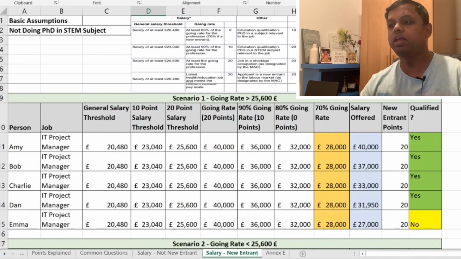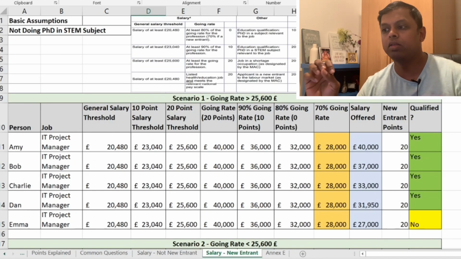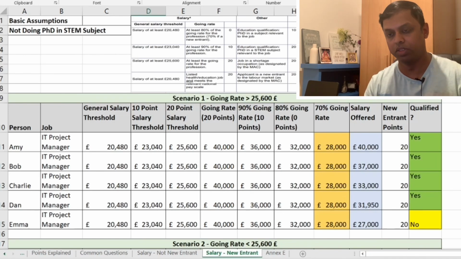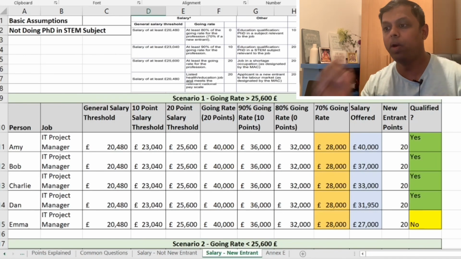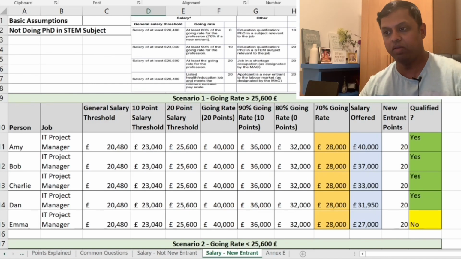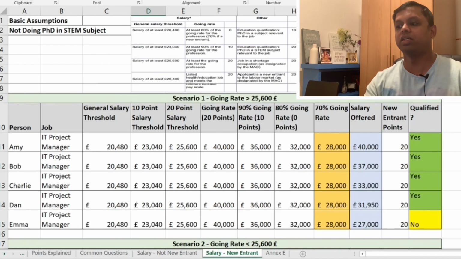So now let's look at the same two scenarios for new entrants, because for new entrants, the salary thresholds are lower. We already talked about what a new entrant is, so we're not going to repeat it. But for the new entrant, if the going rate is about 25,600, let's use the same two examples, right? IT project manager, the going rate is 40,000 pounds. So when the going rate is higher than 25,600, the only value that matters is the 70% of the going rate, which is 28,000 pounds in this scenario. As long as you get about the 28,000 pounds, that's it.